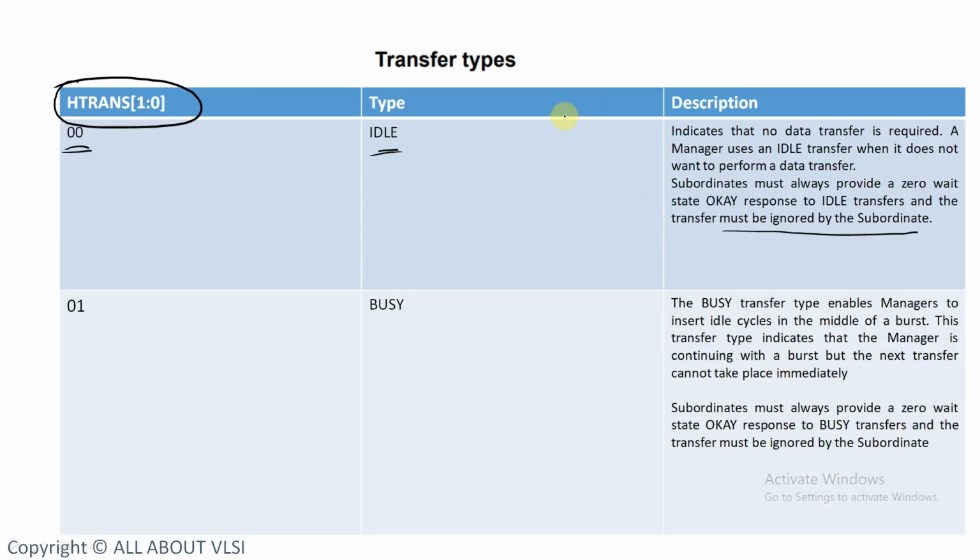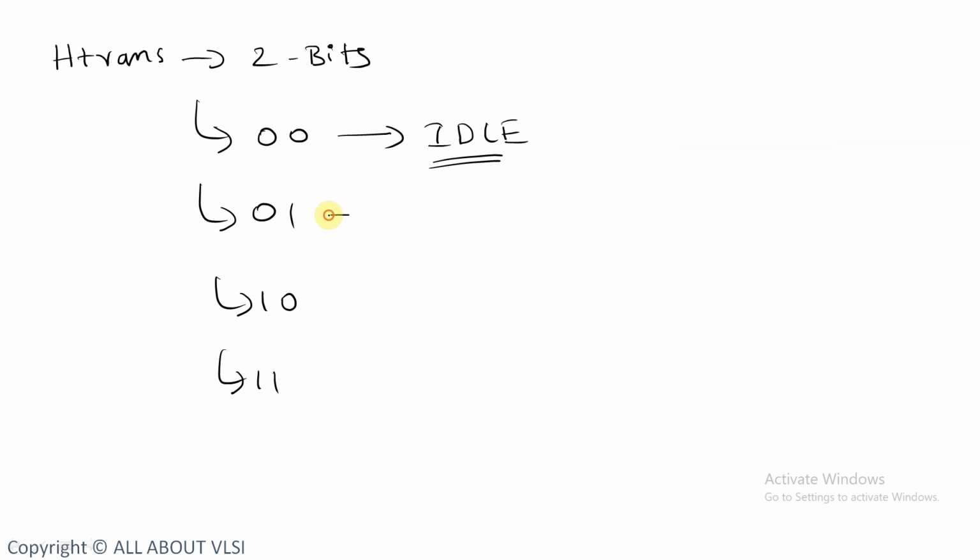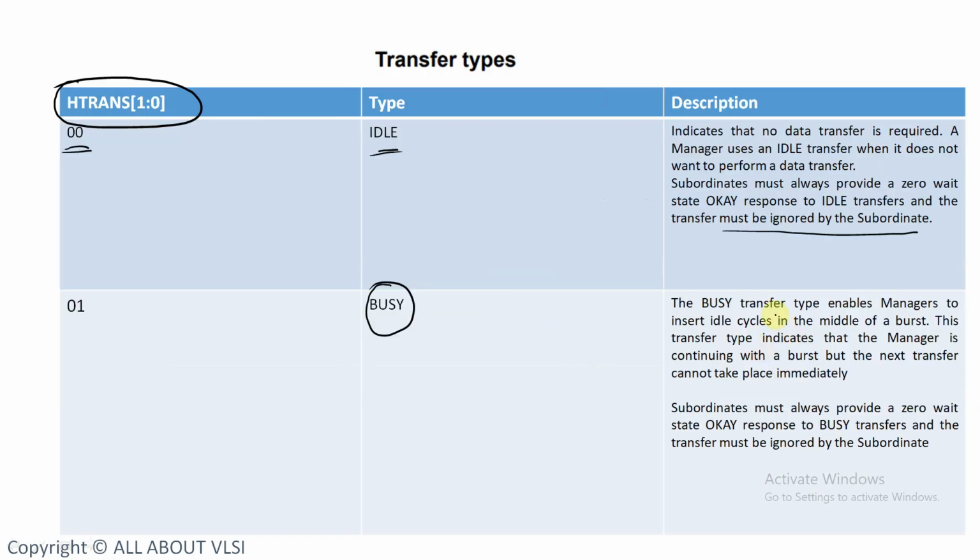Next is 0 1, that is HTRANS equal to 0 1, which means the transfer type is busy. So here 0 1 means the transfer type is busy. Now what do you mean by this busy transfer type? The busy transfer type enables the master to insert idle cycles. Like when we were discussing wait states, where the slave was inserting wait states by making its HREADY equal to 0. In our previous video we have discussed this particular concept. If you haven't watched those videos, please rewatch them.